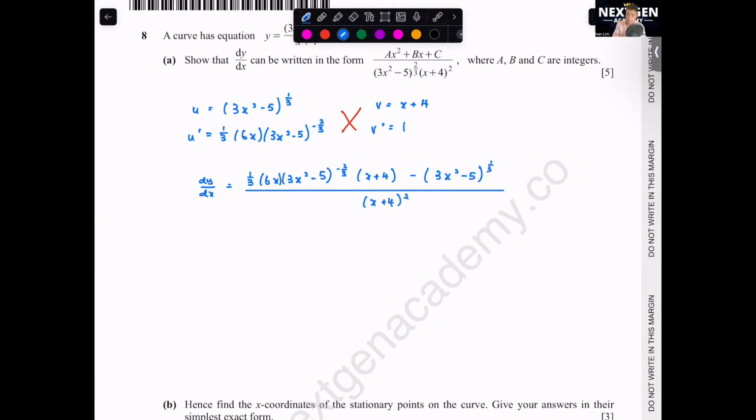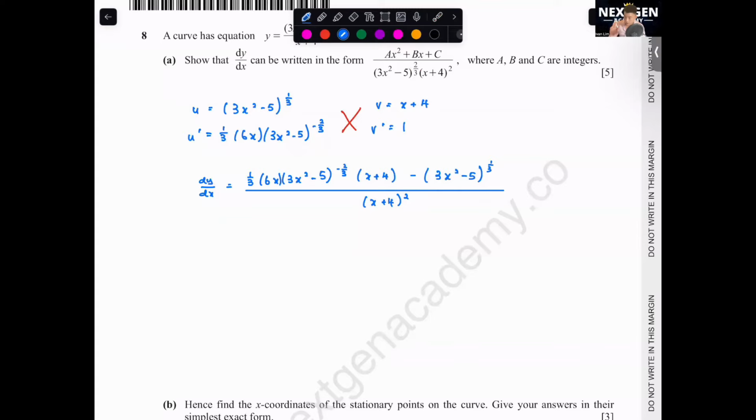You only do this if they ask you to. So I want you all to observe here. Based on the question, they give you an extra 3x squared minus 5 to the power of 2 over 3 at the bottom. So that means I need this extra thing at the bottom. Can I just multiply this at the bottom and the top, both your numerator and denominator? Because I'm multiplying by 1.